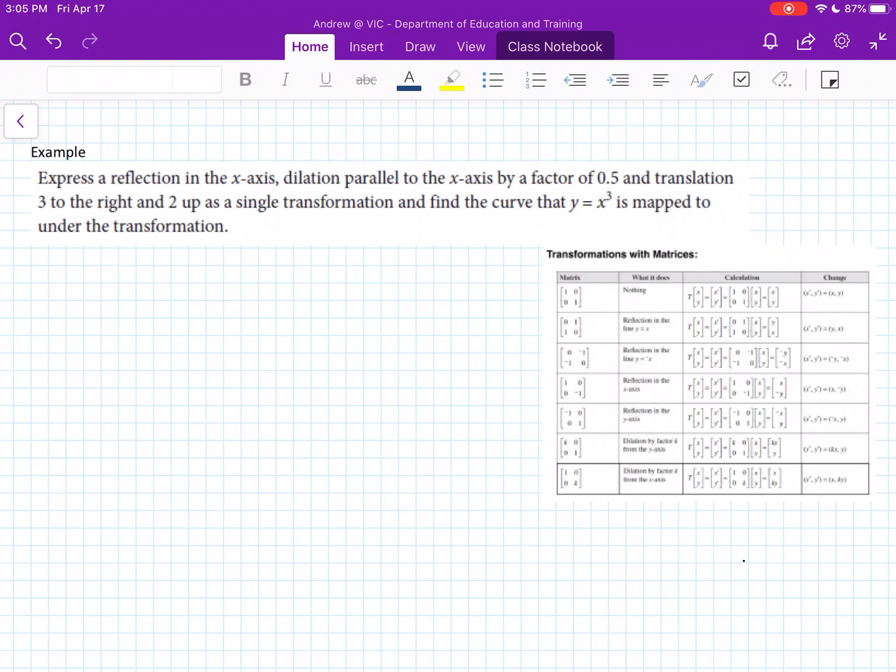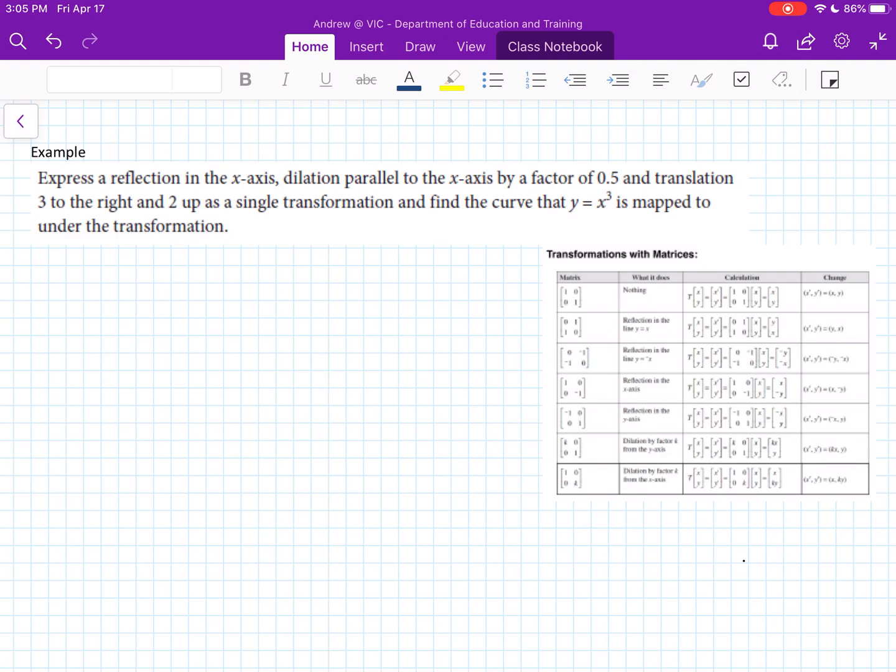G'day everyone. In this one we're going to be looking at combining transformations with matrices. In this question we've got: express a reflection in the x-axis, dilation parallel to the x-axis by a factor of 0.5, and a translation 3 to the right and 2 up as a single transformation, and find the curve that y equals x cubed is mapped to under this transformation.